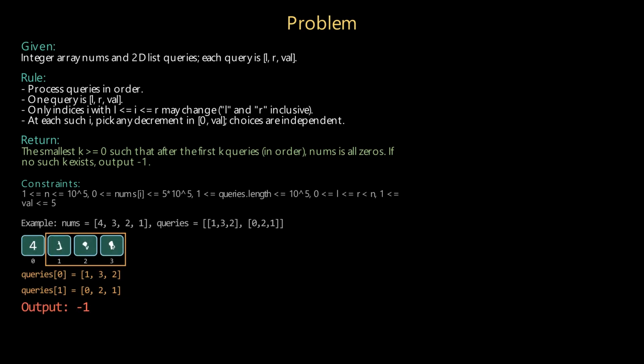Second example, nums 4, 3, 2, 1, with queries 1, 3, 2 then 0, 2, 1. Even using the caps aggressively, you cannot reach all zeros, so the answer is -1.